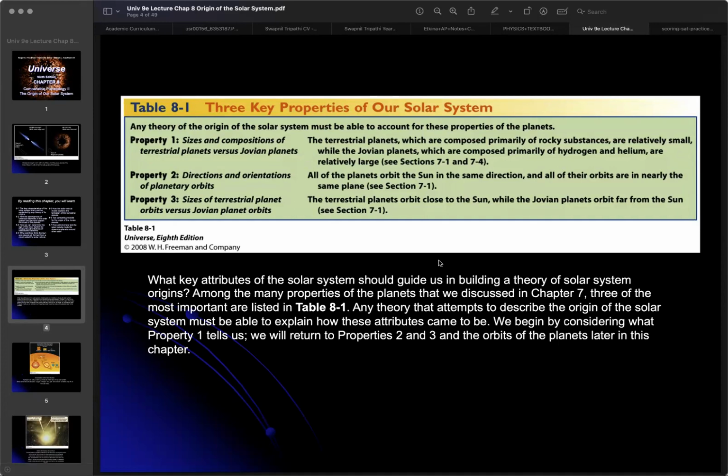Directions and orientations of planetary orbits. All planets orbit the sun in the same direction, and all their orbits are nearly in the same plane. Sizes of terrestrial planet orbits versus Jovian planet orbits. All the terrestrial planets are very close to the sun, while the Jovian planets orbit far from the sun. So all these facts must be consistent with the theory of origin.